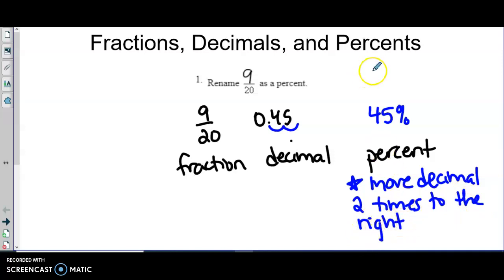If it's already a percent and you want to change it back to a decimal, you would move it 2 times to the left. So if you're going from decimal to a percent, you move it 2 times to the right. If you're going backwards, a percent to a decimal, you would move it 2 times to the left. So this would be our answer as a percent.